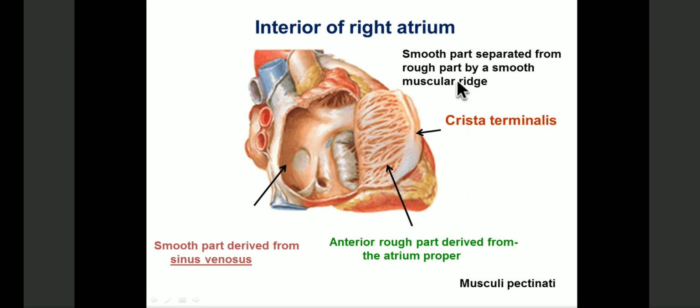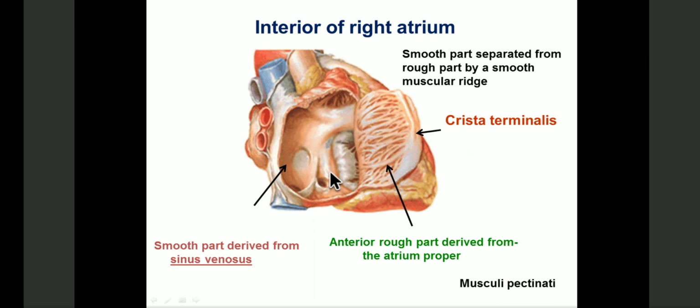The smooth part is separated from the rough part by this muscular ridge, which we call the crista terminalis. This entire rough part is derived from the atrium proper, or the primitive atrium, and this is quite rough because of the presence of lots and lots of muscular tissue, which we call the musculi pectinati, and they're quite visible with the naked eye.